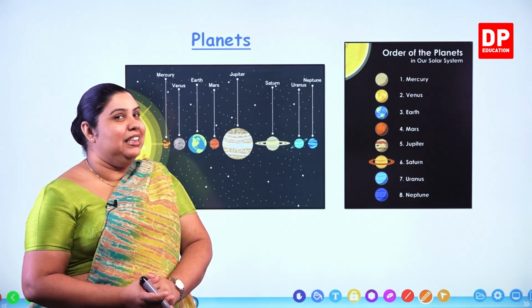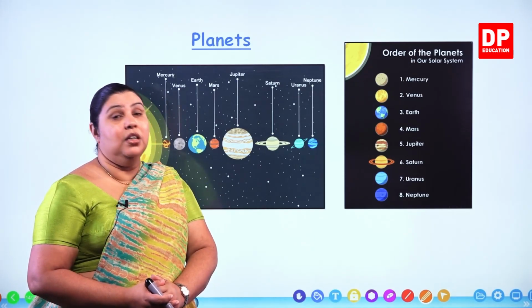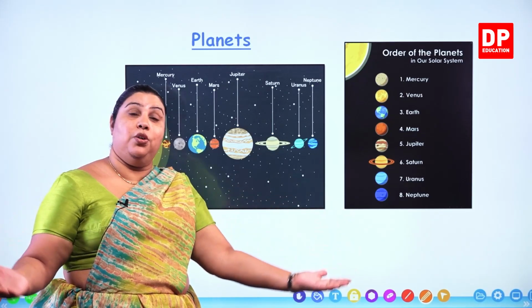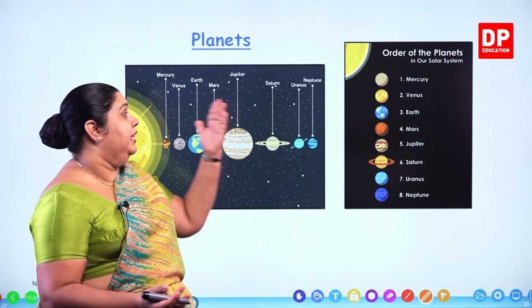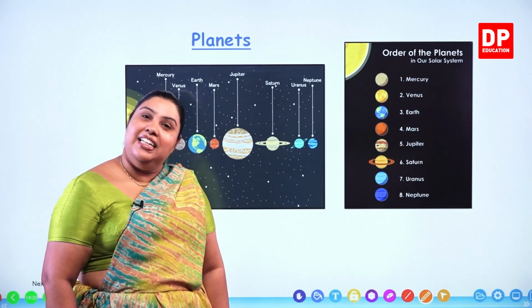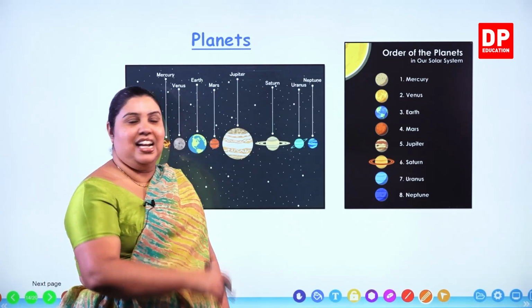I want my little girls and boys to learn about our solar system. That is something very interesting. So now we are talking about the sky and these are the planets that we see in our sky. Let's see what we have in our next slide.